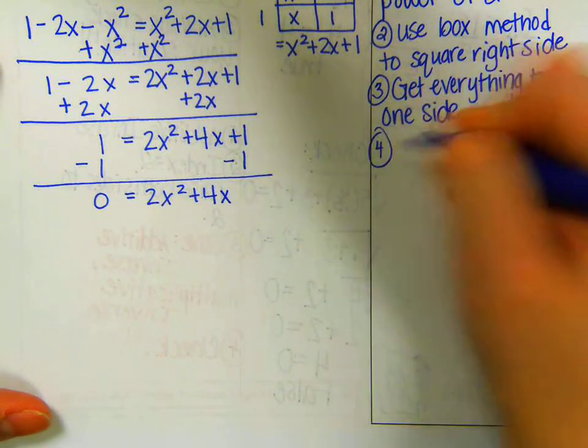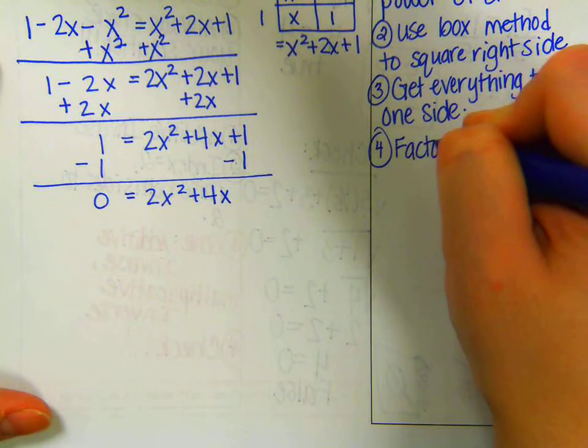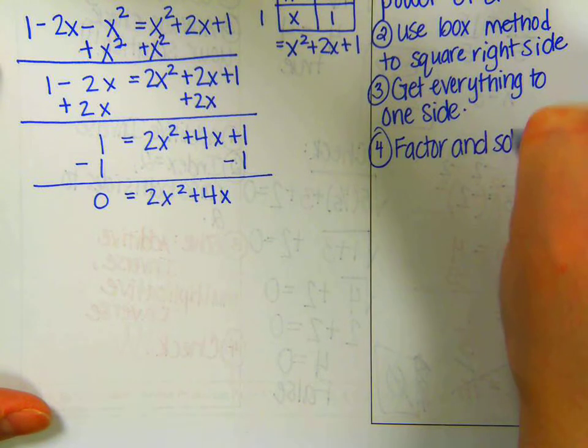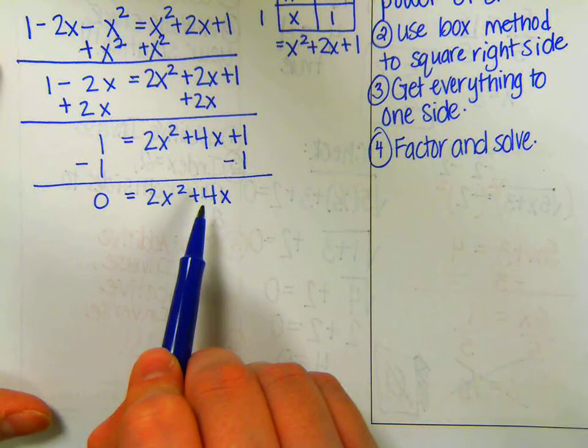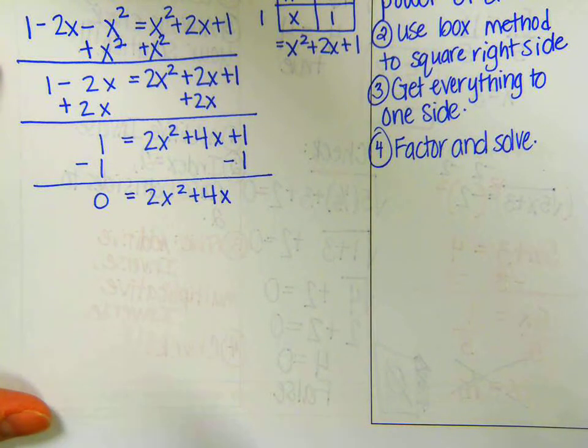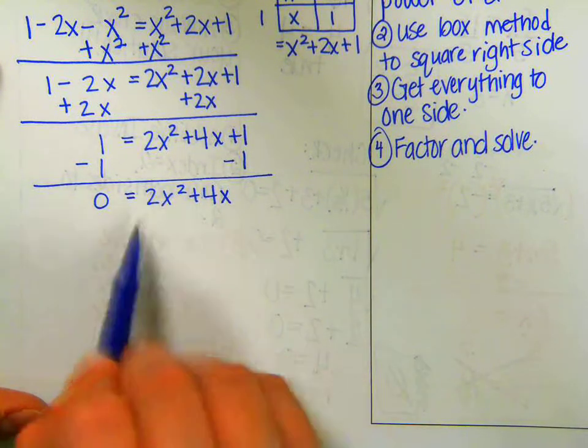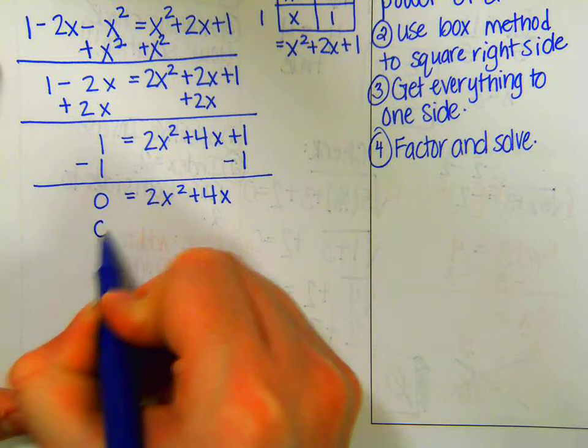Fourth step, factor and solve. Now this factoring problem is not a trinomial, which means, like we did in the last one, I'm not looking for 2 numbers to multiply to a number and get the middle one. I don't have 3 things. So this one I'm just factoring out my GCF. So it's still equal to 0.